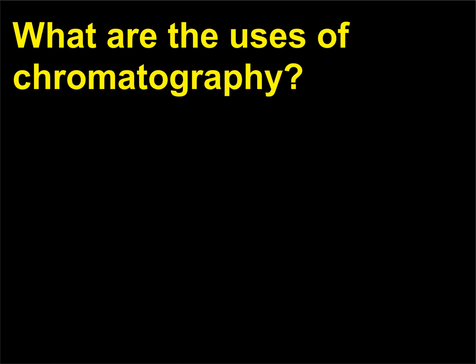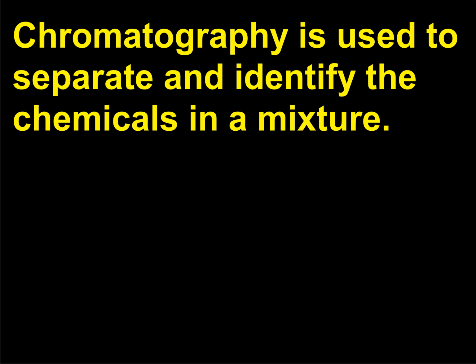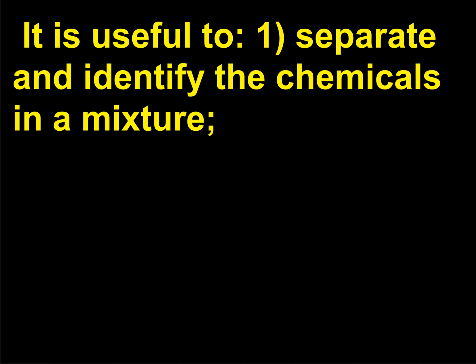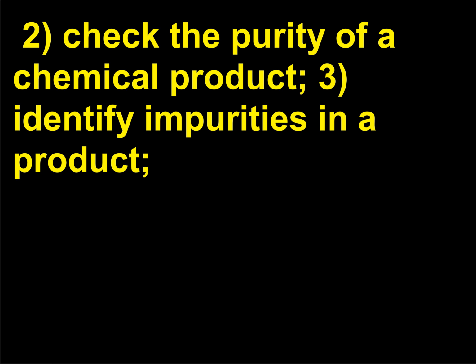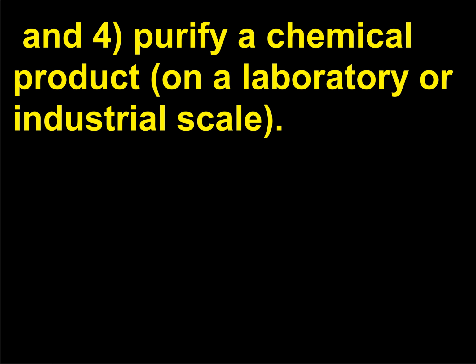What are the uses of chromatography? Chromatography is used to separate and identify the chemicals in a mixture. It is useful to: 1. Separate and identify the chemicals in a mixture. 2. Check the purity of a chemical product. 3. Identify impurities in a product. And 4. Purify a chemical product, on a laboratory or industrial scale.